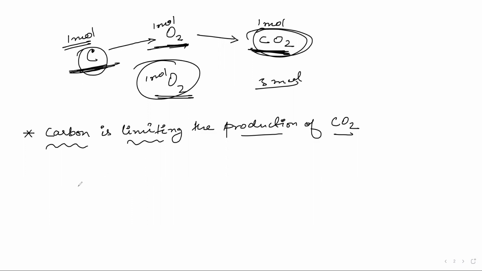But let us see some other scenario. For example, if I have 2 moles of carbon and I have only 1 mole of oxygen, then I will again get only 1 mole of CO2. Now, who is the culprit here? Who is limiting the production of CO2? Oxygen. Right? Oxygen is limiting. Now, this particular problem that we see is called the limiting reagent problem. Please write now: limiting reagent.